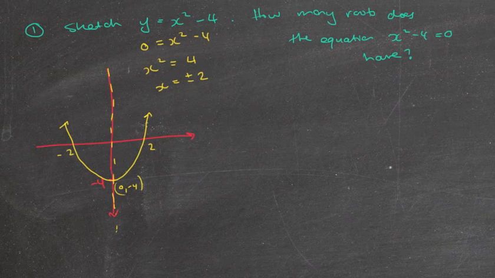It then says how many roots does the equation have? Well, clearly you can see it cuts the x-axis twice, therefore it has 2 roots. We can see that from our solution there too. So that's the very first question.